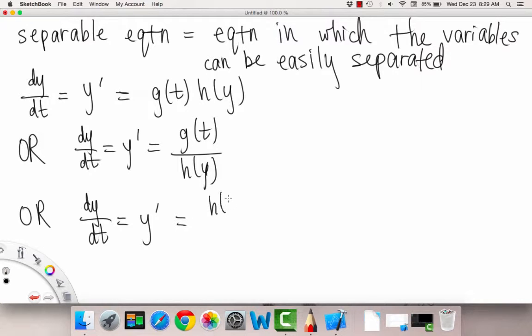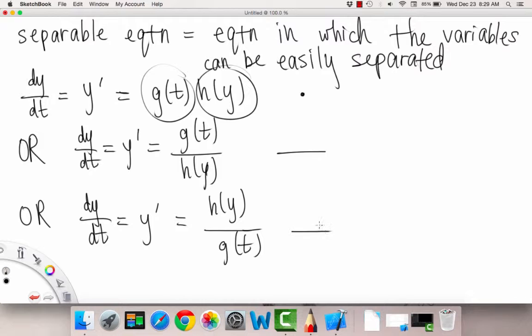Or the last option would be h of y over g of t or something like that, okay? So what's going on here is we have two functions, each of their own different variable, being either multiplied here, or divided here, and divided here. So basically what you can do in each of these is separate those variables. Like I said, separable equations are relatively easy compared to all of the other kinds of differential equations we'll learn how to solve later on in the course.